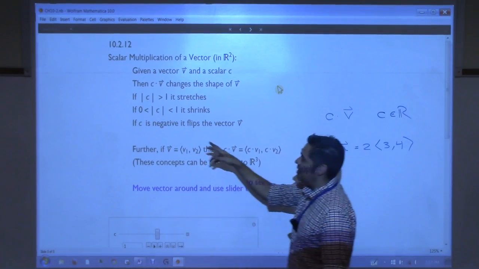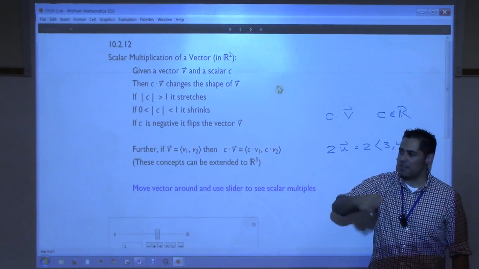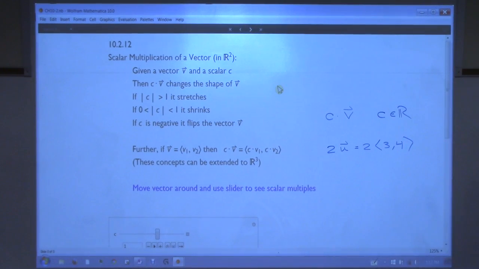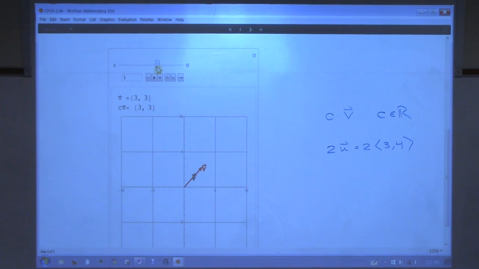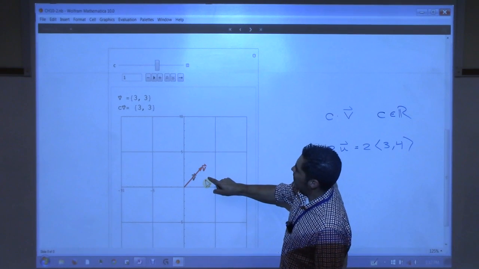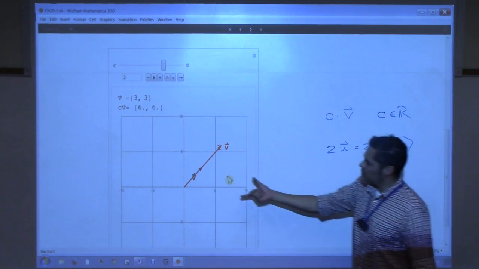If C is negative, what happens is that it flips the vector over. It points it in the opposite direction. So this little animation shows all of this. I have a vector v, okay? Let me extend this out. There we go. So the red one is C times V. Right, so V is this vector.